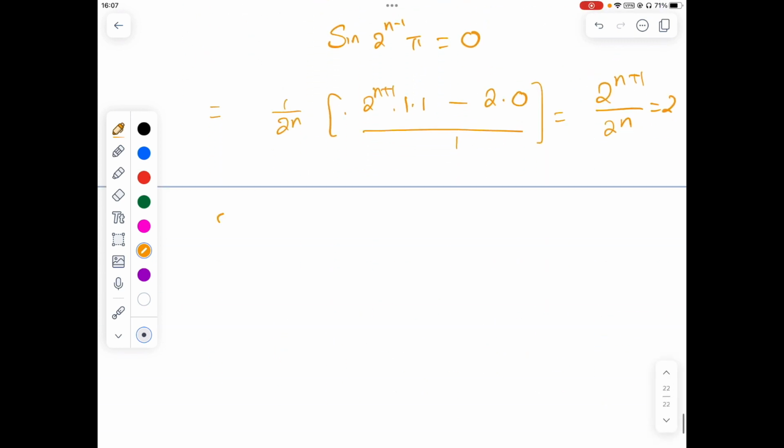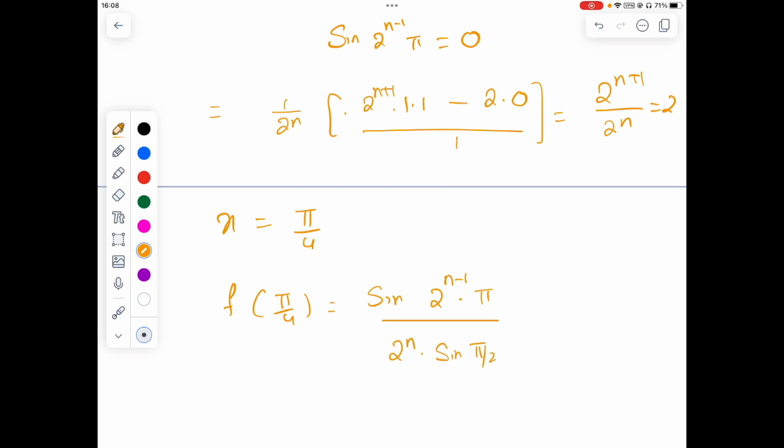Now I know the x value is pi by 4. I need to get the y value also. So f of pi by 4 equals sine of 2 power n minus 1 times pi, the same process, divided by 2 power n times sine of pi by 2. I plugged in pi by 4 over there. So again we know that 2 power n minus 1 times pi, multiples of that, will always be 0.